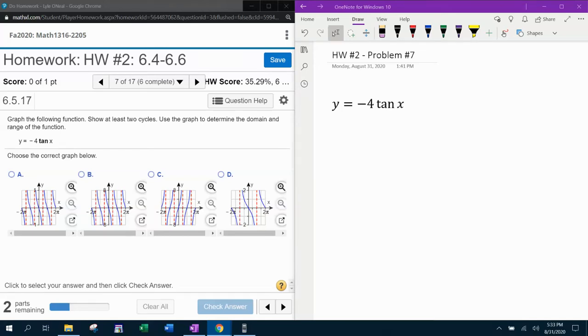All right, here we go. Question number 7 from our 1316 homework number 2 in MyLab Math. They want us to graph the following function showing at least 2 cycles and use the graph to determine the domain and range of the function. So in this case, we have a tangent function. This is not sinusoidal like all of the previous problems we dealt with.